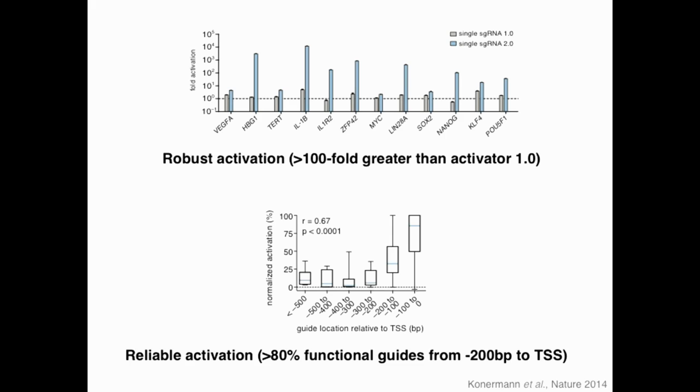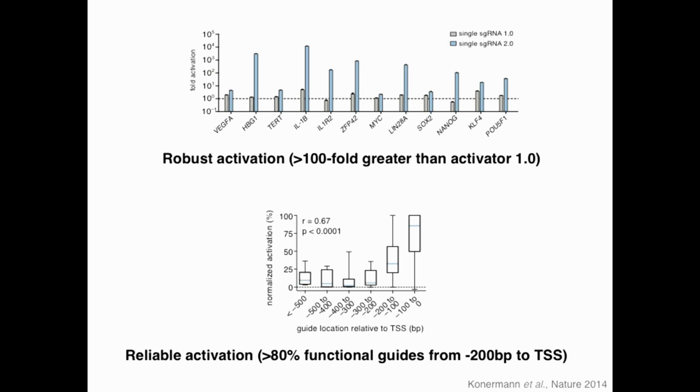And what you find here is that we get really robust activation. These are genes mined from the literature that had been previously shown to be very difficult to synthetically activate. And you can see here that overall, you get over 100-fold greater activation than the previous generation, and that the activation was also extremely reliable.